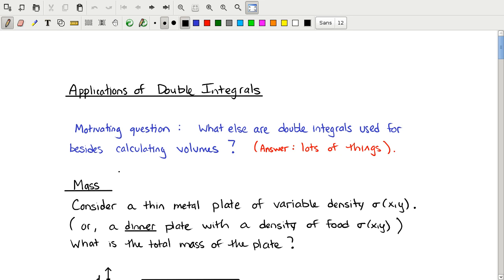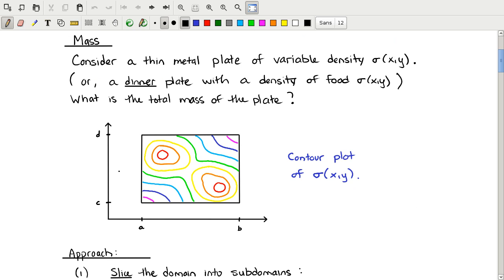So the simplest example is in calculating mass. Suppose we have a thin metal plate in a standard calculus textbook with a variable density sigma of x and y. Or if you'd like to be a little bit more creative, suppose you have gone to an all-you-can-eat buffet and you have a dinner plate with food distributed across your plate and different amounts of different foods, and different foods have different densities. And so you could construct a density function for the mass per square centimeter of plate of food on the plate. Whichever interpretation of the word plate you are using, you might ask the question, what is the total mass?